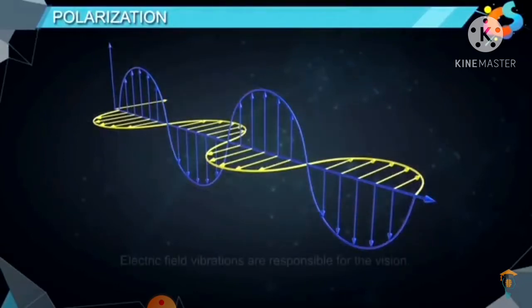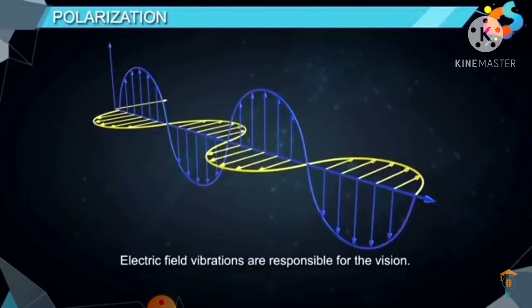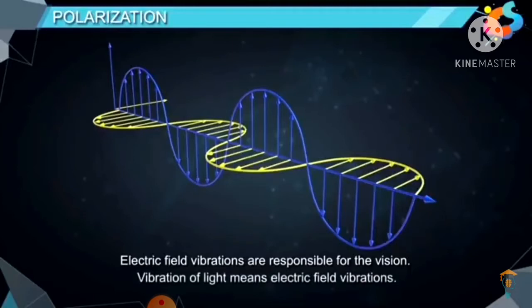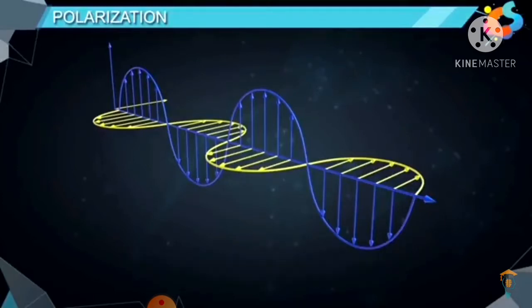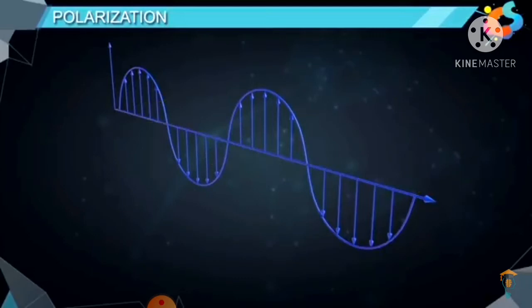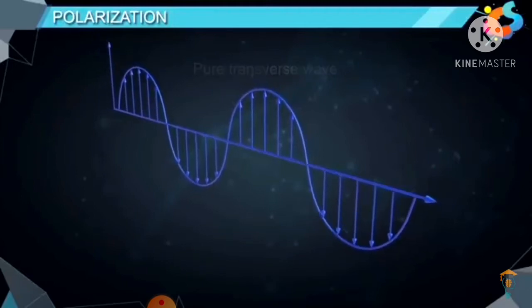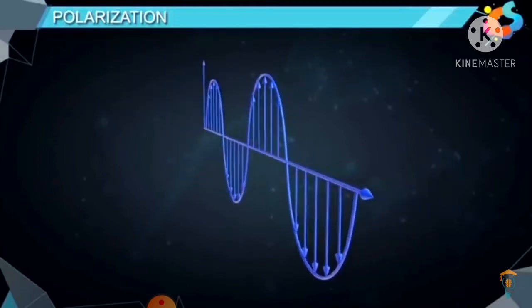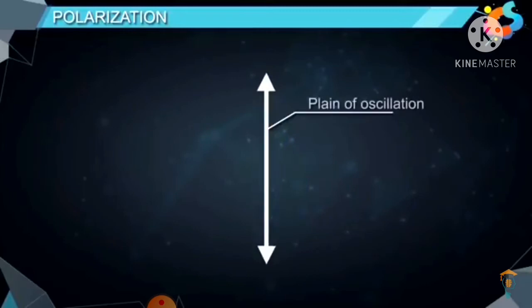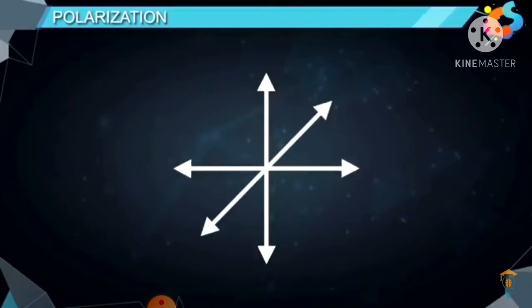It was proved that electric field vibrations are responsible for vision. Therefore, vibration of light means electric field vibrations. If we neglect the vibrations of the magnetic field, the representation becomes simpler. Now the electromagnetic wave will look like a pure transverse wave. Every vibration will have a particular plane of oscillation. The oscillation can be in this direction, and even in this direction.